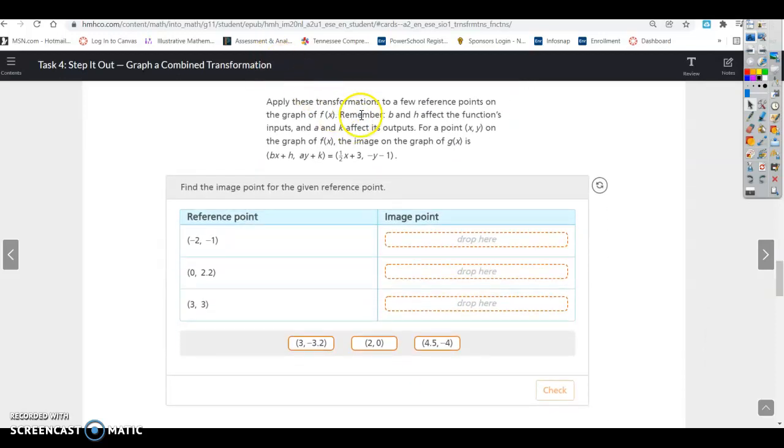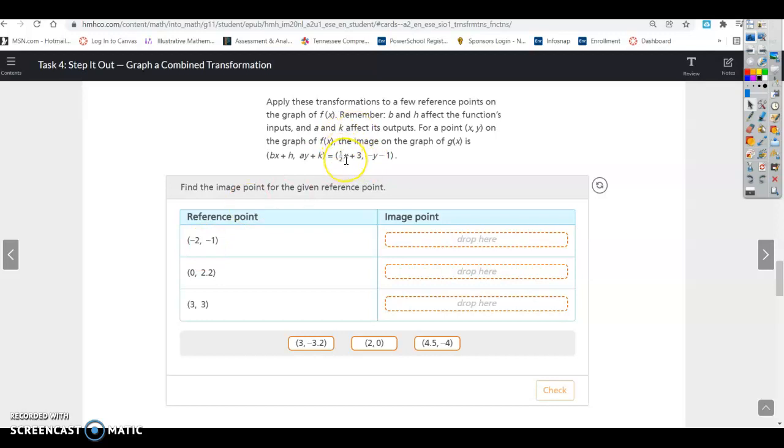All right, apply these transformations to a few reference points on the graph. Remember, B and H affect the graph's input, and A and K affect its outputs. For a point X, Y on the graph of f of x, the image on the graph of g of x is (Bx plus H, AY plus K), and that equals (1/2 X plus 3, negative Y minus 1). Okay, so let's take this right here. It's going to equal this right here. So let's say -2 would be our X, -1 would be our Y. So let's just plug that in.